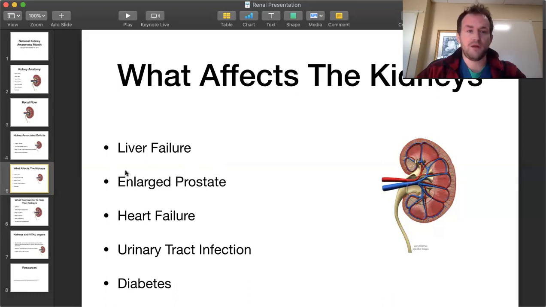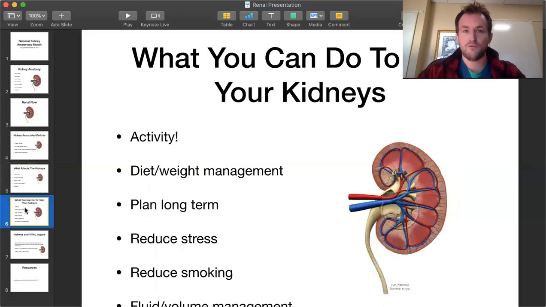Now, the reason I wanted to talk about the anatomy and the general flow and some of the pathologies that can affect the kidneys, and the pathologies of the kidneys that can affect the rest of the body, is because it is National Kidney Awareness Month. I wanted you to have a foundation to build upon for strategies for what you can do to improve the status of your kidneys.